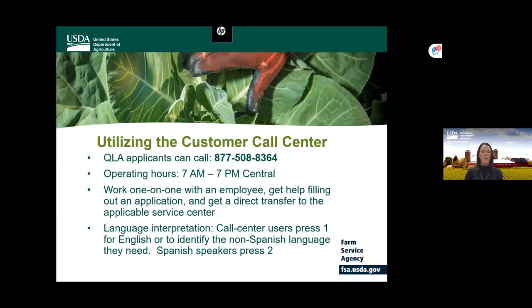We also have a nationwide customer call center. We encourage you to contact your local office, but you can also call this customer call center. Their operating hours are 7 a.m. to 7 p.m. and that person who answers the phone will assist you one-on-one on completing the application or directing you to your applicable county office.